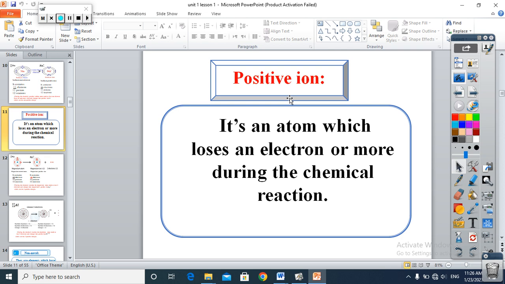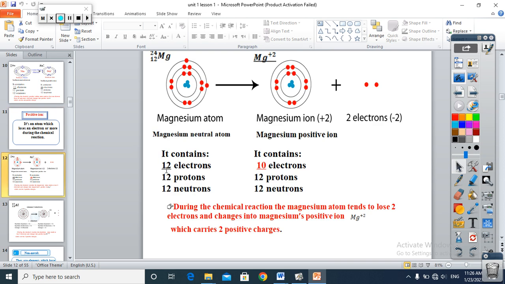What is meant by positive ion? Positive ion is an atom which loses an electron or more during the chemical reaction. Magnesium atom loses 2 electrons to change into a positive magnesium ion. During the chemical reaction, the magnesium atom tends to lose 2 electrons and changes into a magnesium positive ion, which carries 2 positive charges.